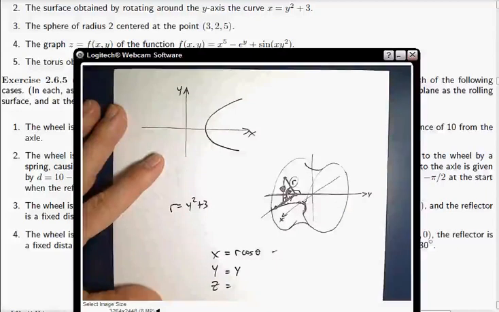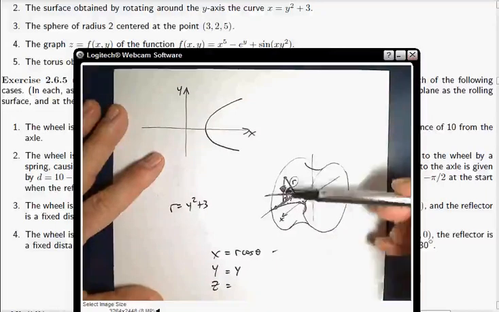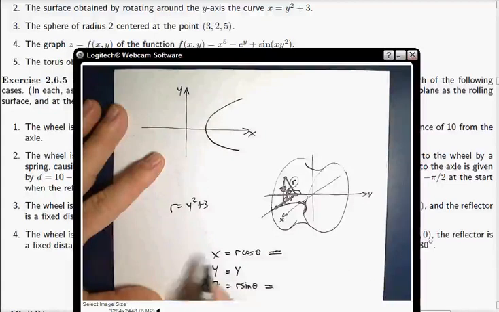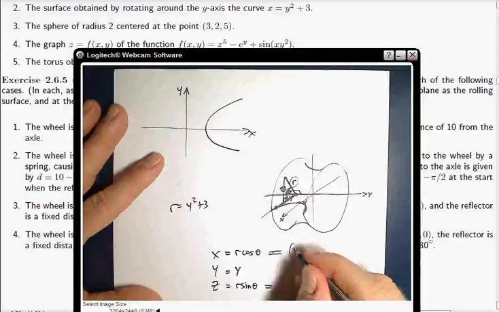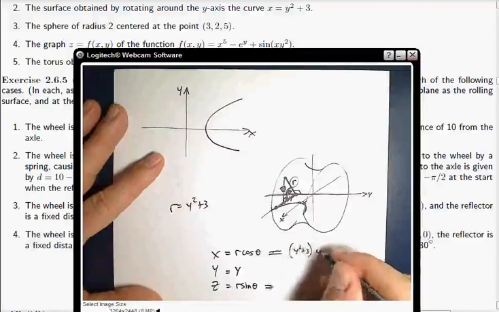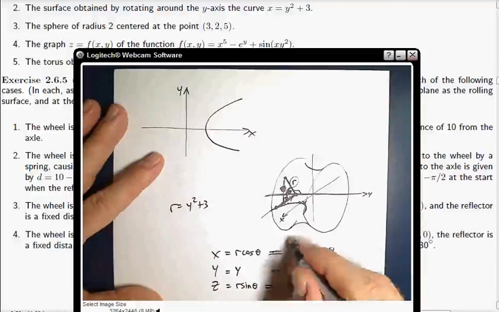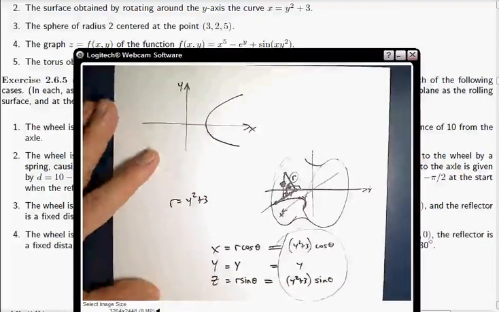So what is z? Well, z is that height. z is going to be r times the sine of that angle. And I can rewrite these, remembering r is this formula here. x is y squared plus 3 times cosine theta. This is just y, and z is y squared plus 3 times sine theta. So there's your parameterization.